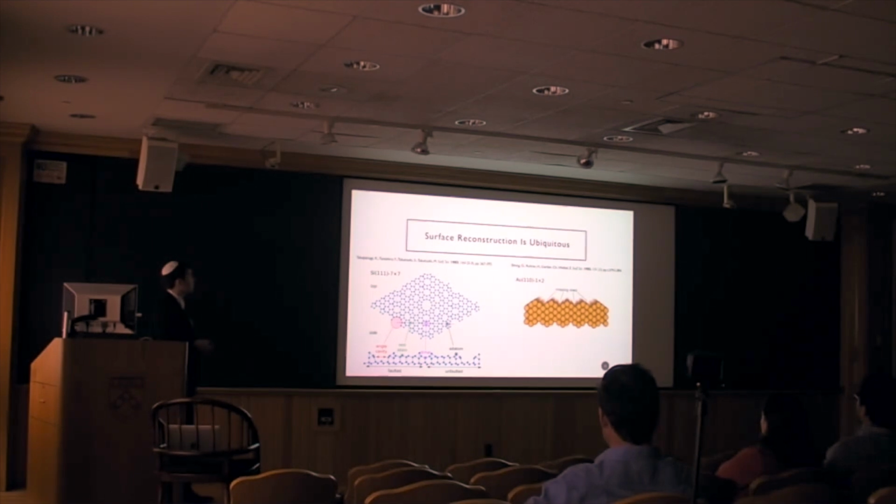So the first point that I would like to make is that it is often the case that the surface of a material looks different than its bulk. And this is a property called surface reconstruction. And so here are two classic examples of surface reconstruction. We have silicon 111 7x7.